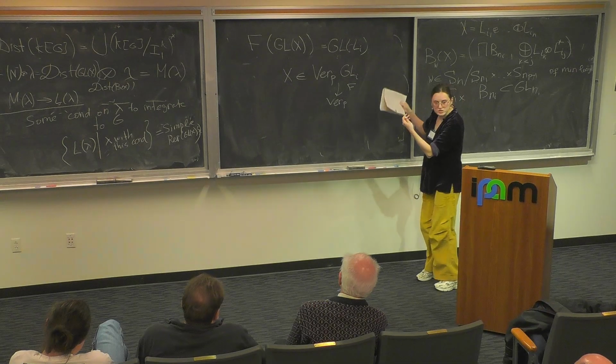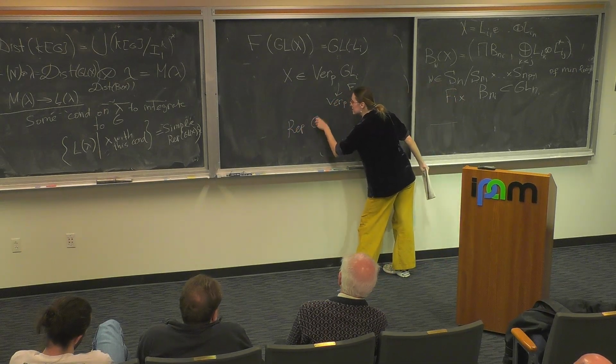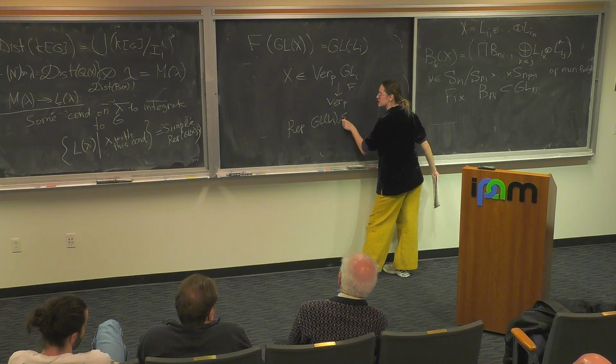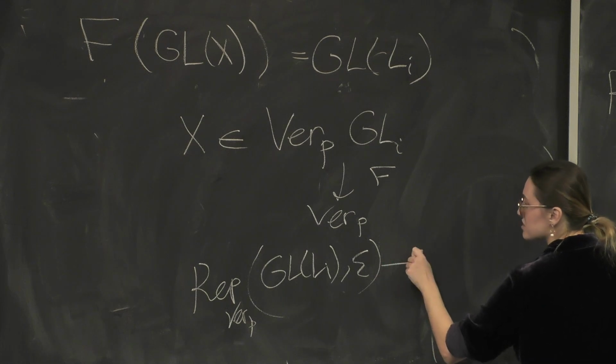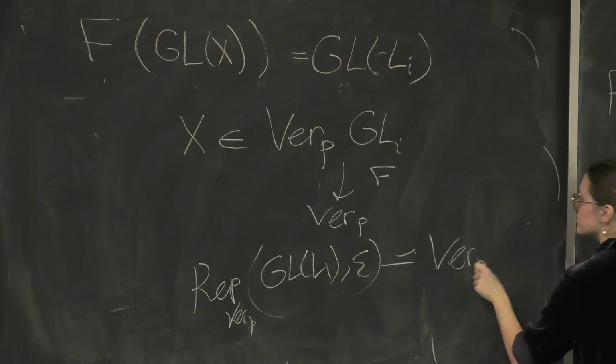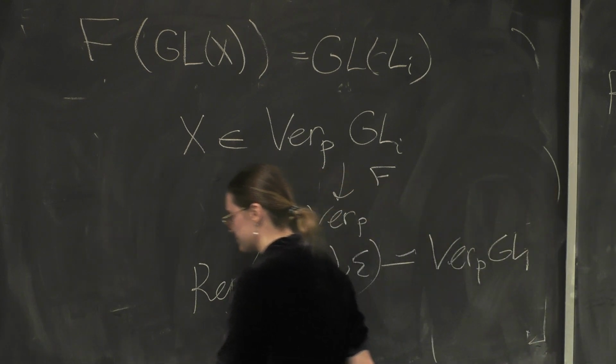And so as a reconstruction theorem, we get that representations of GL of Li with epsilon in Verlinde P is, as a category, just equivalent to this Verlinde P of GLI. Okay? And it's a semi-simple category.